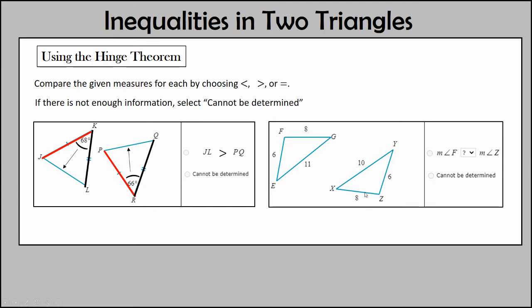Last one, again, find the hinge. So FG and XZ are both 8. FE and YZ are both 6. So there's our hinge. Look across from the hinge, 10 versus 11. Well, angle F's got to be bigger than angle Z because the side across from it's 11, whereas here it's 10. All right, so that's how you're going to use the hinge theorem tonight.